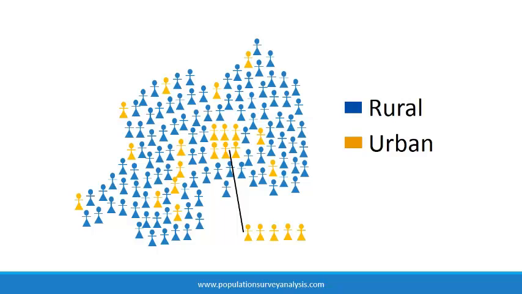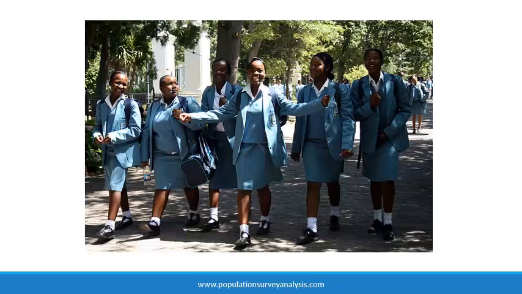Oversampling changes the probability of selection. If urban areas are oversampled, then individuals living in urban areas have a higher probability of selection than individuals living in rural areas. Oversampling biases the mean estimates. For example, access to formal education is usually higher in urban areas.